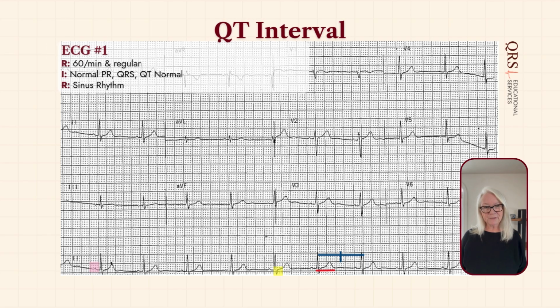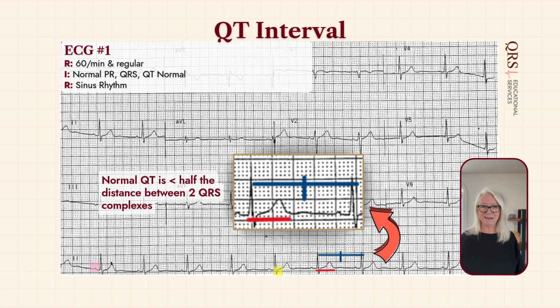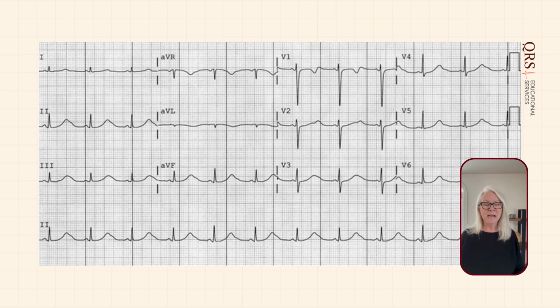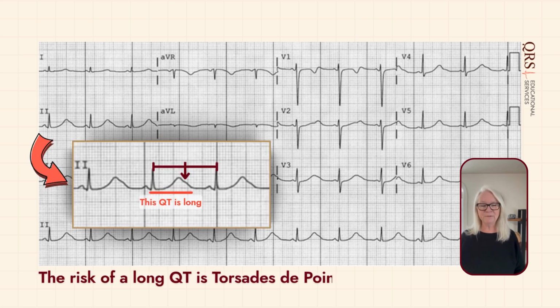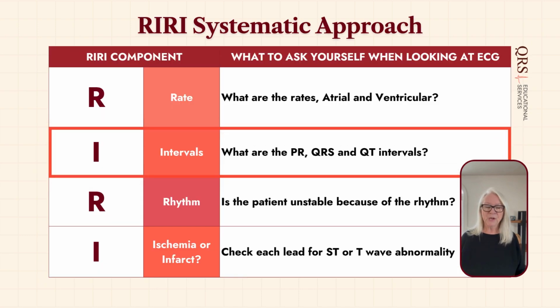The last interval is the QT interval, and you're assessing to see whether it is within half of the 2 QRS complexes beside each other. And if it's over half of that distance between those 2 QRS complexes, the patient may be at risk of torsade de pointe, which is a type of cardiac arrest rhythm. Those are your intervals. You want to get them done quickly, then move on.